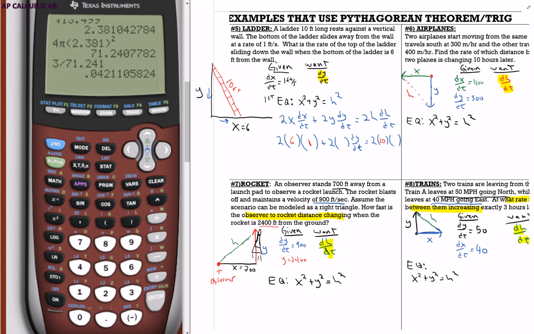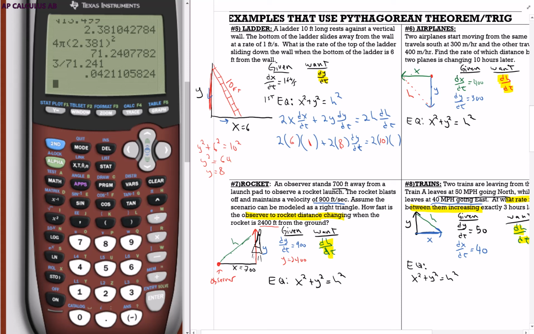So let's figure out y. Y is the height of the ladder when x is 6 and h is 10. So this is the Pythagorean problem: y squared plus 6 squared equals 10 squared. We're going to solve this. Y squared is going to be 100 minus 36, which is 64. So y is going to be 8. Put that there.